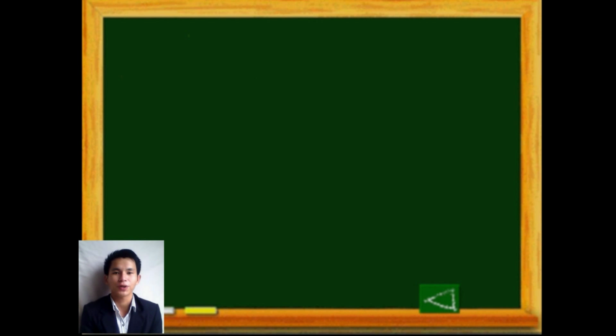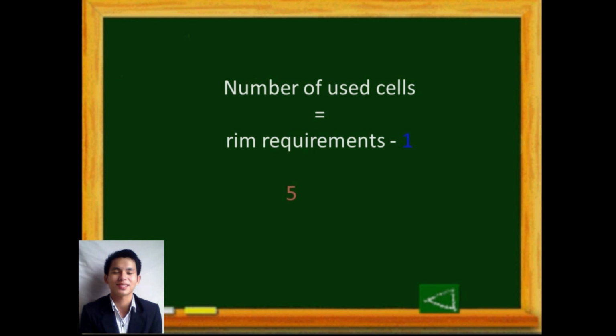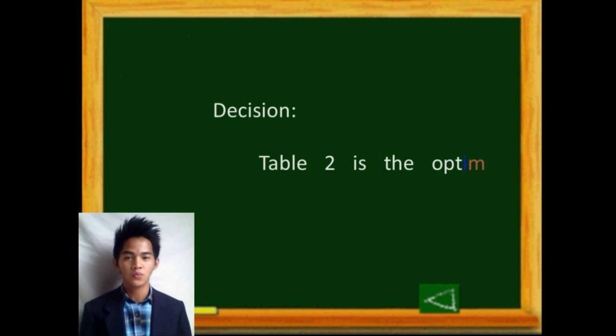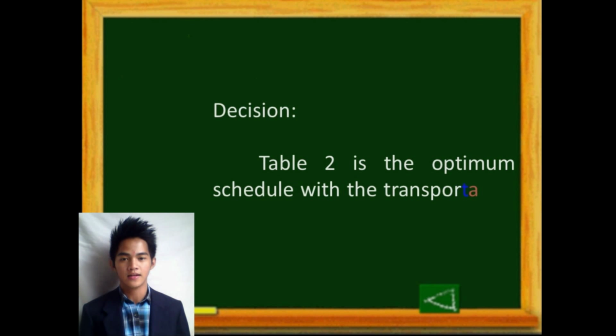Then, check for degeneracy. 5 is equal to 6 minus 1. 5 is equal to 5. Now, they are equal. Then the decision is table 2 is the optimum schedule with the transportation cost of 5,768,000 pesos.